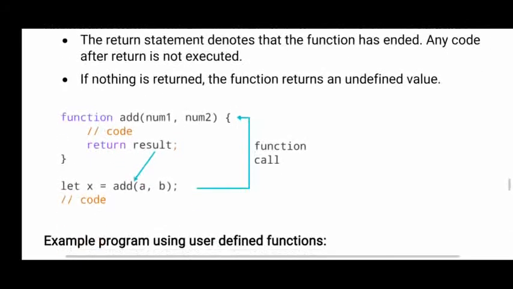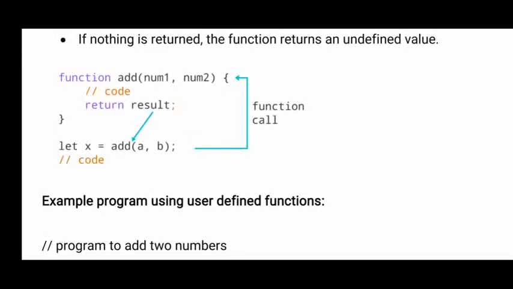Right, this is the code you see here. Function add(num1, num2). num1, num2 means how many parameters, how many values are we giving to the function? Two values. Now inside the body you see return result. What is it returning? Result, it is returning back.